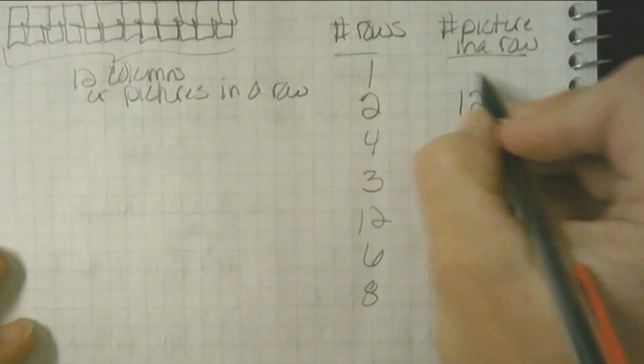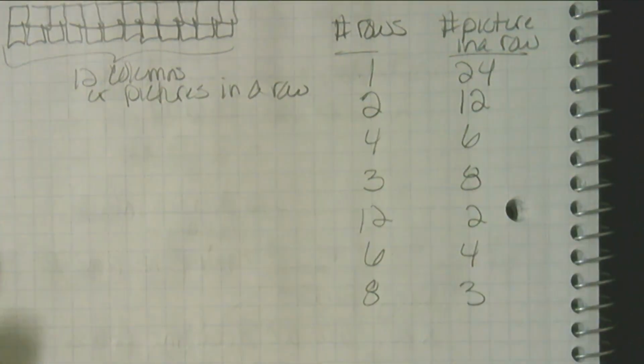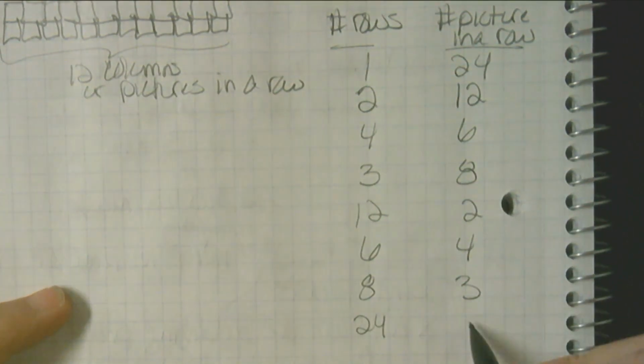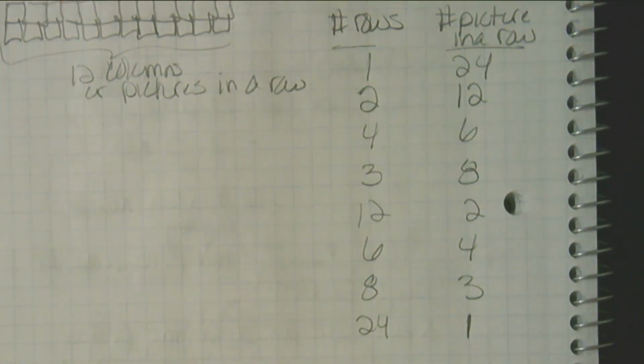Excellent. We could do 1 row with 24, which seems a little bit long and unreasonable, but we could, right? That's absolutely an option. What else? Addison? Excellent. 24 rows and 1 picture. These are all our possible combinations.